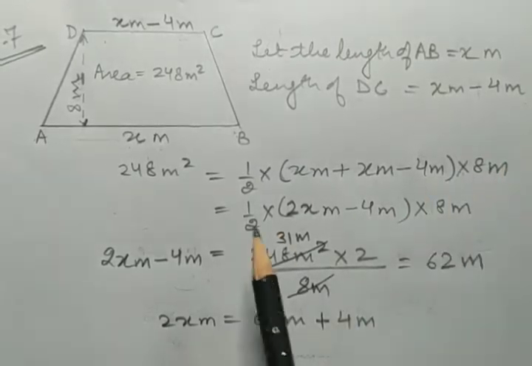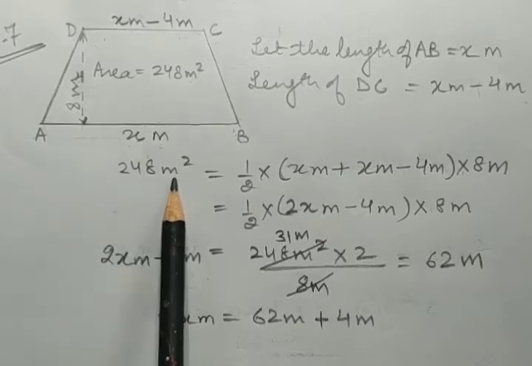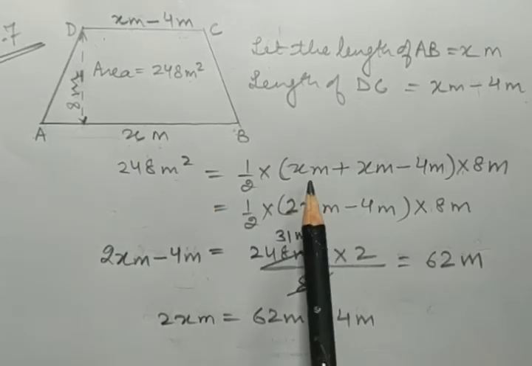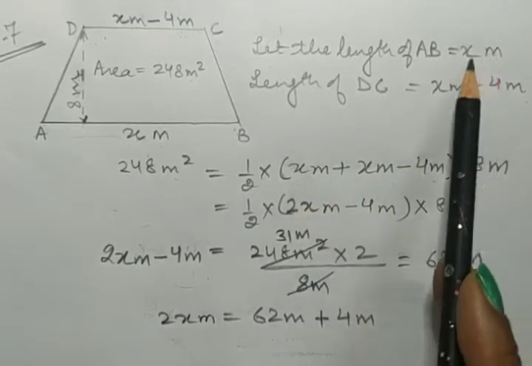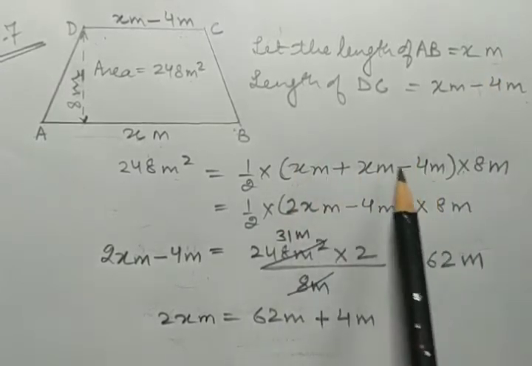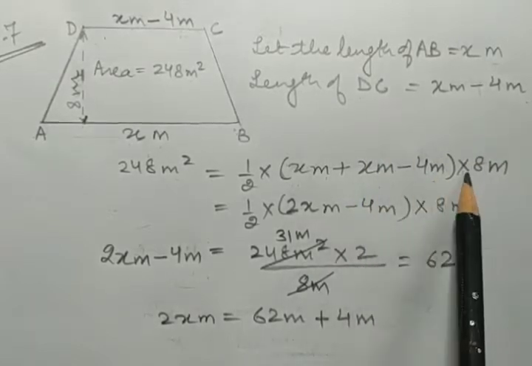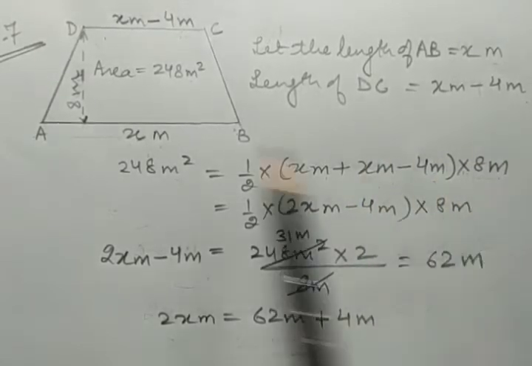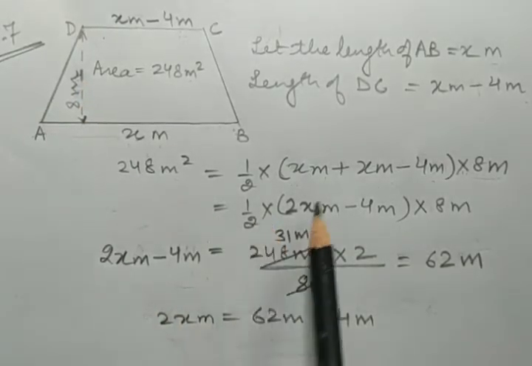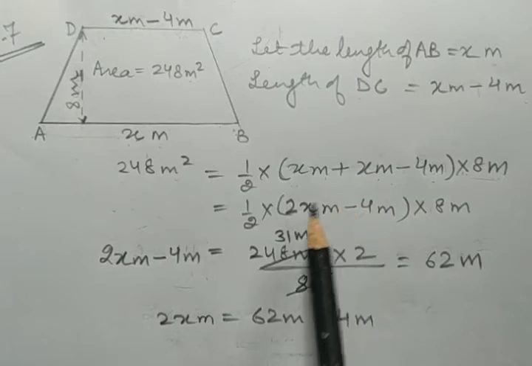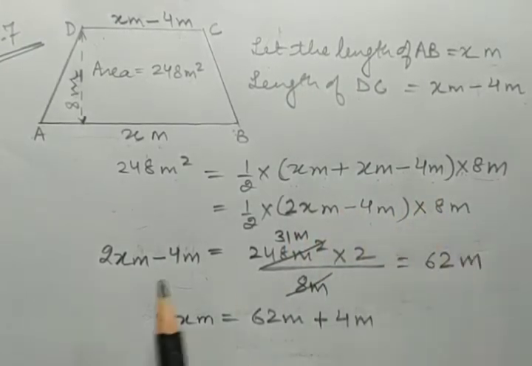Now put the values in the formula to find the area of trapezium. 248 meters square is equal to half multiplied by sum of the length of two parallel sides, that is length of AB x meter, length of DC, that is x meter minus 4 meter, multiplied by height, that is 8 meters, is equal to half multiplied by x meter plus x meter. We get 2x meters minus 4 meters multiplied by 8 meters.